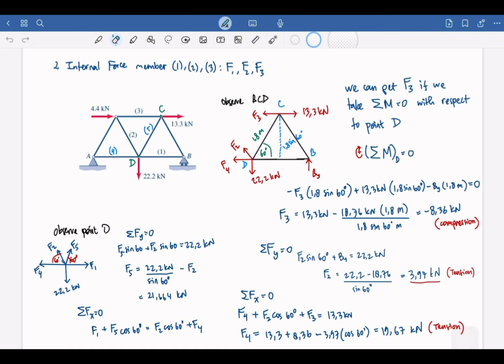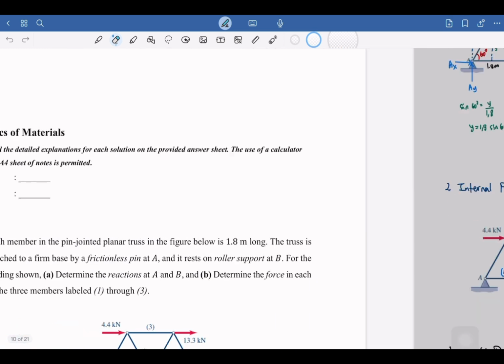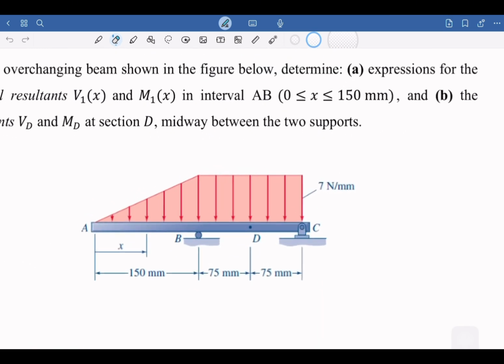Okay, I forgot to write, but if we still have time, let me write just a few points for the second question. Let me copy the picture first.